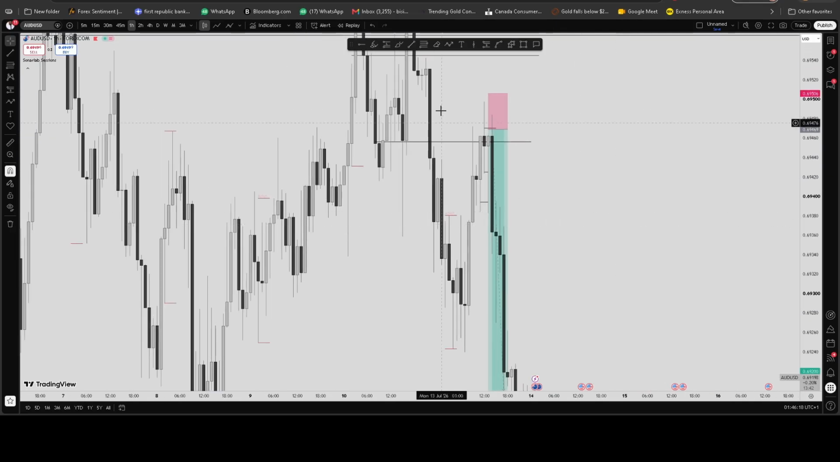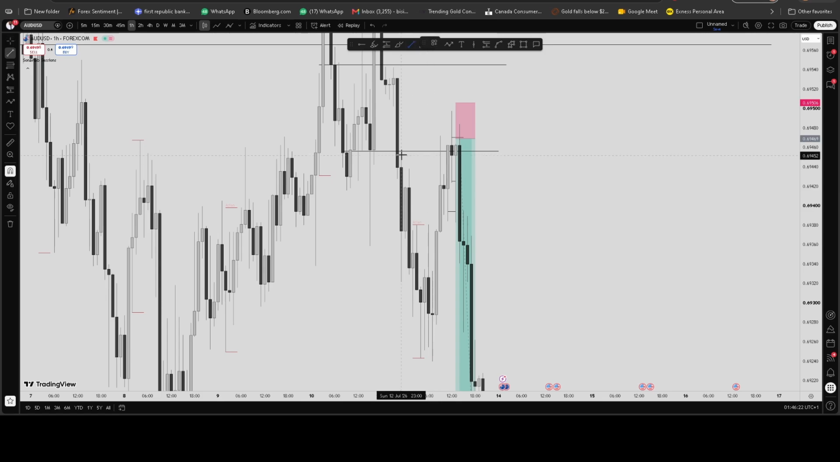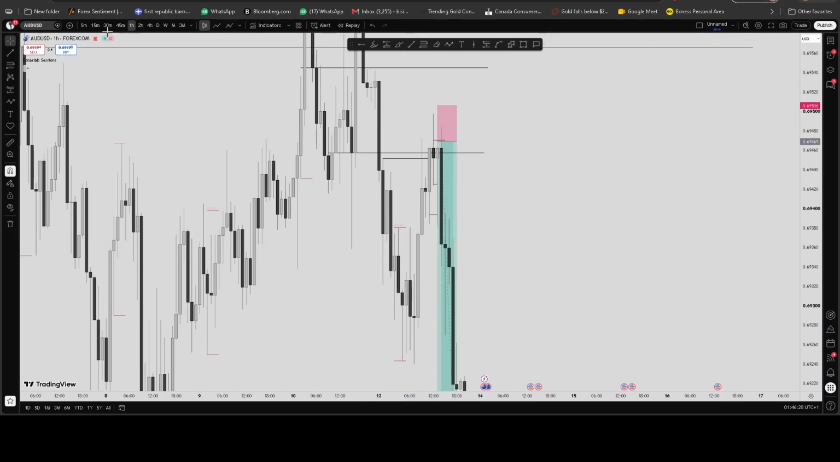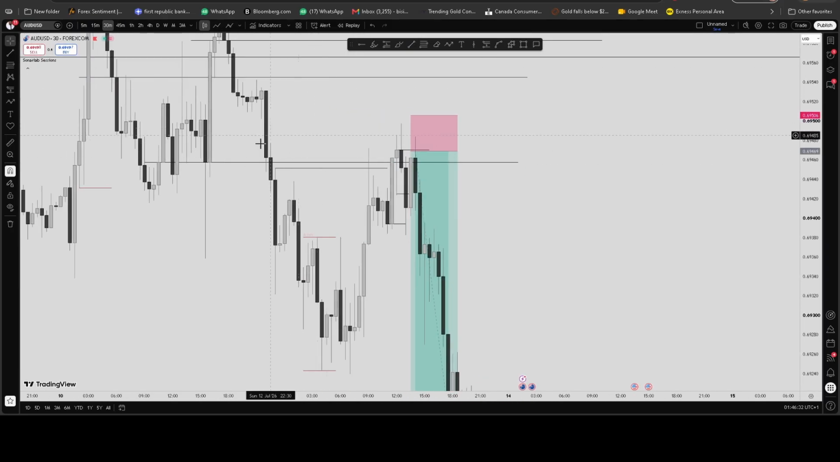If I zoom, you're going to see we have a fair value gap inside, which is going to act as a liquidity. Then we have our key level closest to liquidity. Now let's go to the 30 minutes time frame. On the 30 minutes time frame, you see it's still valid. Point of interest still valid.